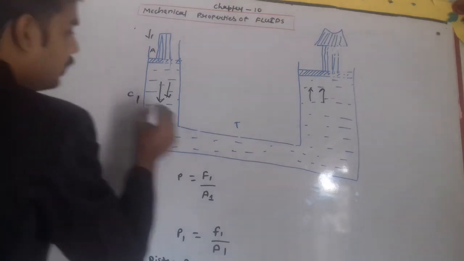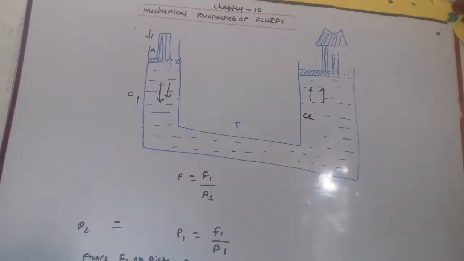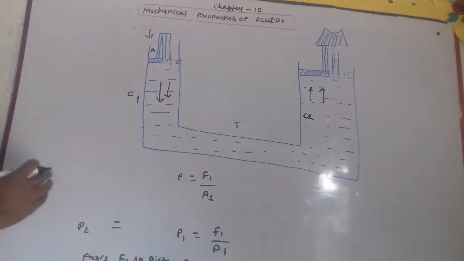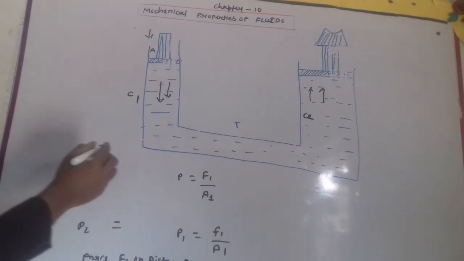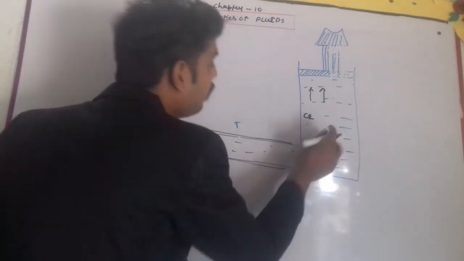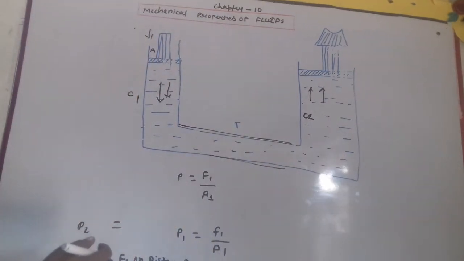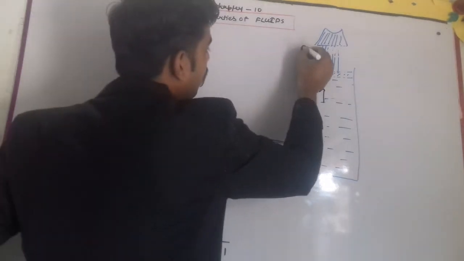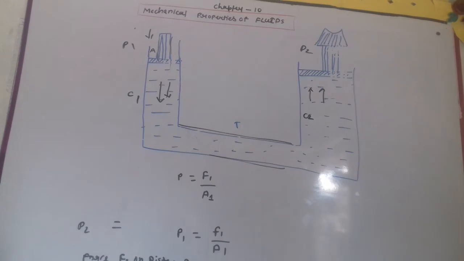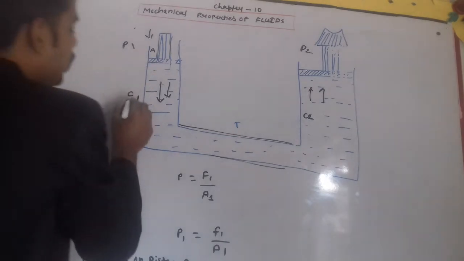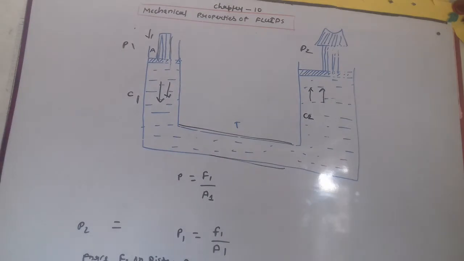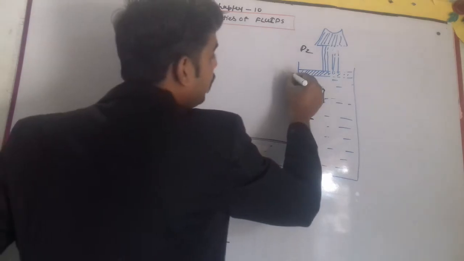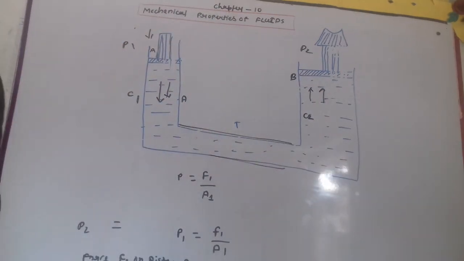We are seeing C1, this cylinder, and this cylinder is C2. They both have different areas of cross section, and they are interconnected by a narrow tube. We can see that this is the tube. Two frictionless pistons are used, P1 and P2. P1 is fitted to C1 and P2 is fitted to C2 respectively. The area of cross section of piston P1 is A and of P2 is B.